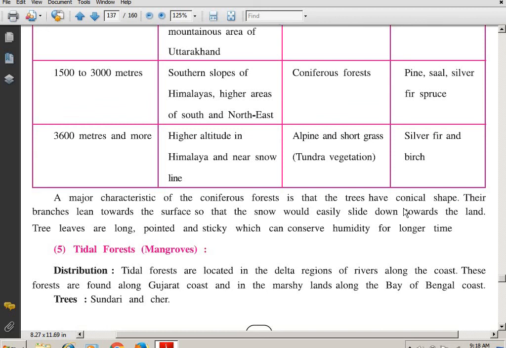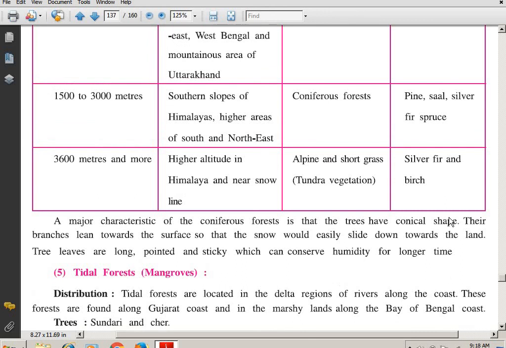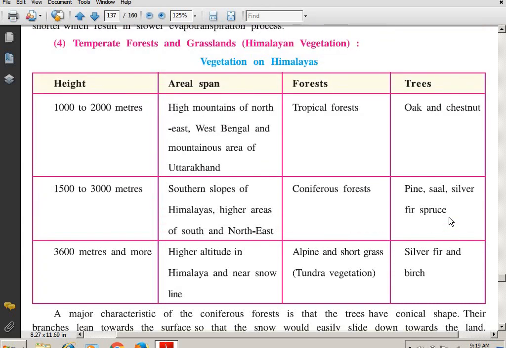What happens? The trees have a conical shape. Their branches lean downwards towards the surface, so the snow easily slides down to the land. You get to see this type of picture in movies, how the leaves fall down and branches lean down. The trees' leaves are long, pointed and sticky, which can conserve humidity for a longer time. So that's about which forest, students? About the temperate forest or the grasslands.